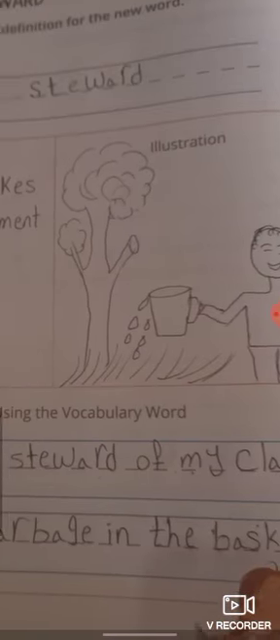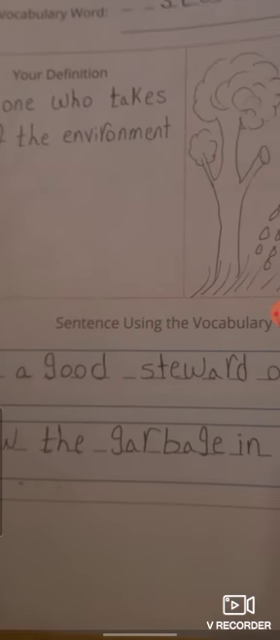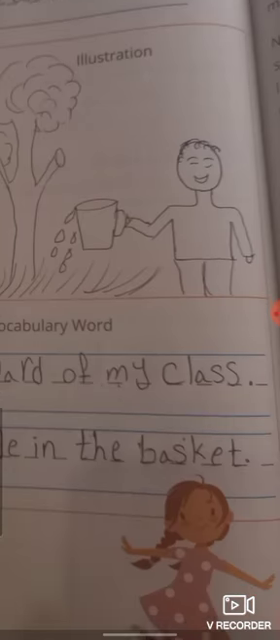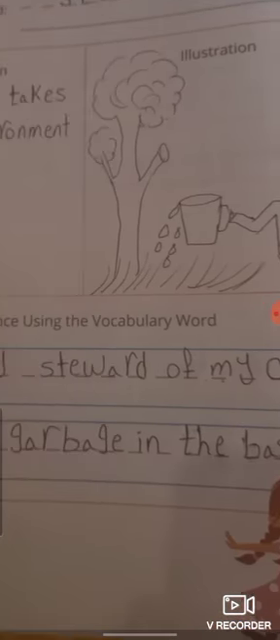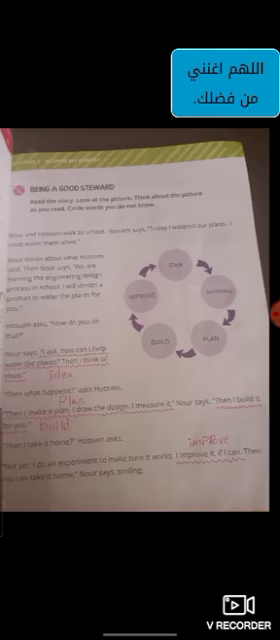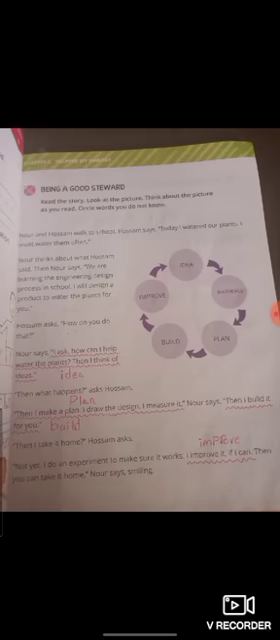After that, we have a sentence using the vocabulary word. What is the sentence? I am a good steward of my class. I throw the garbage in the basket. So, I am a good steward of my class. I throw the rubbish in the basket. Okay, now open page 131. We have a story and we will read it now.